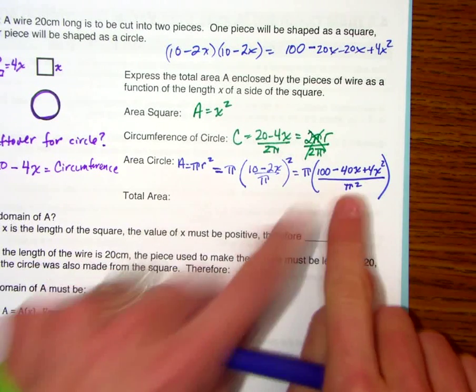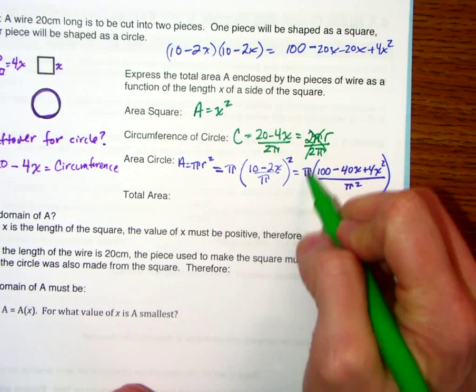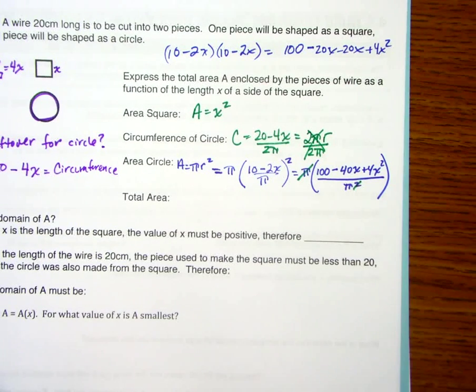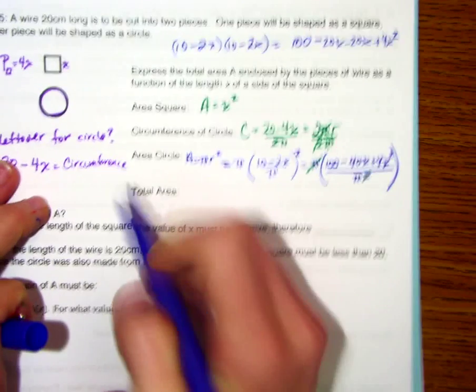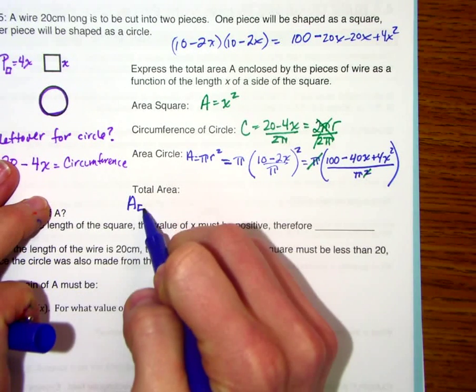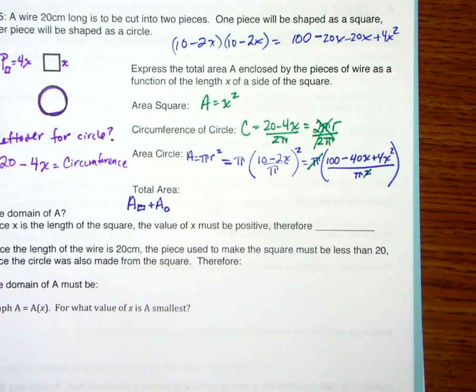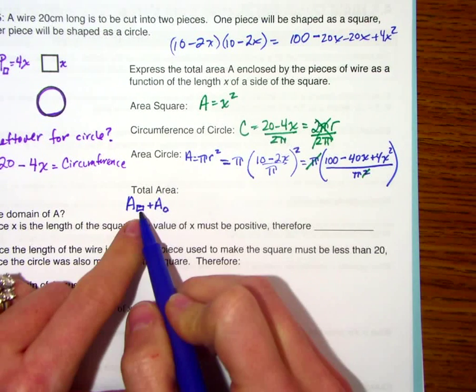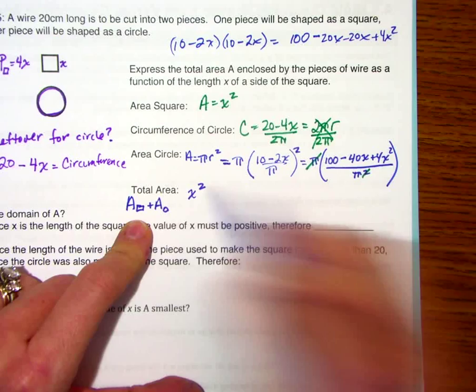What's going to happen with these pi's? One of them's going to cancel out. Everybody okay so far? I know. All right, total area. Are you guys ready? That big equation. Total area is the area of the square plus the area of the circle. Good? All right. What is the area of the square? X squared. What is the area of the circle?